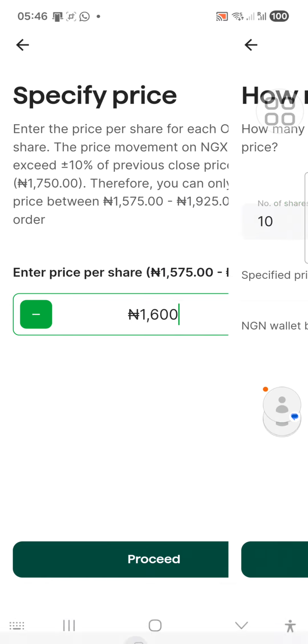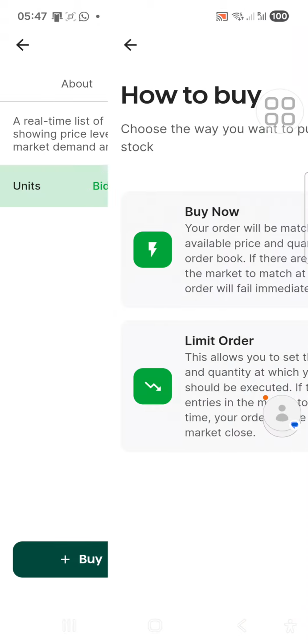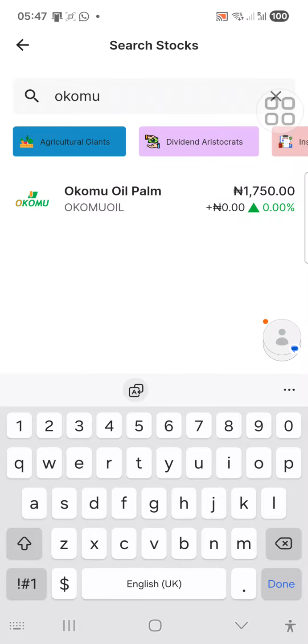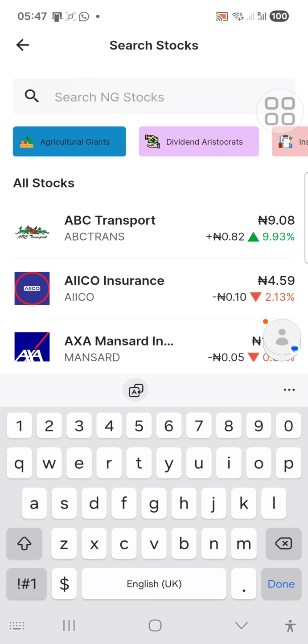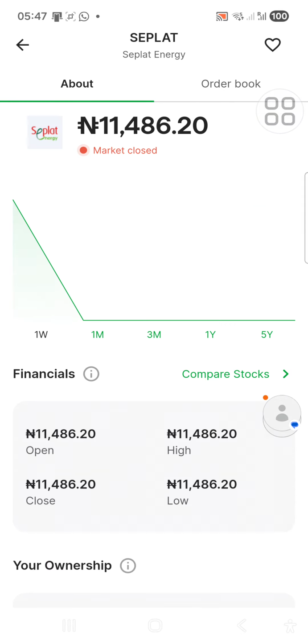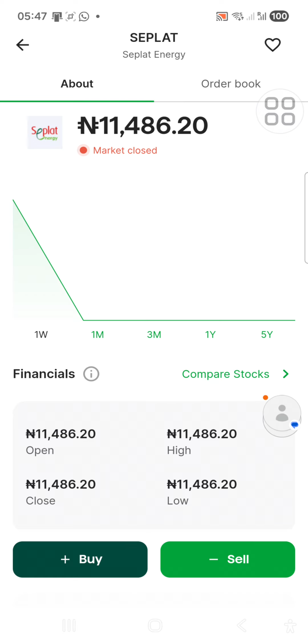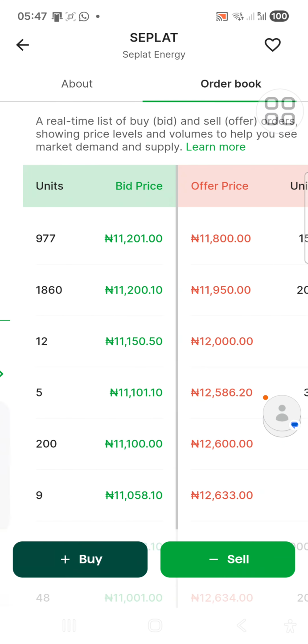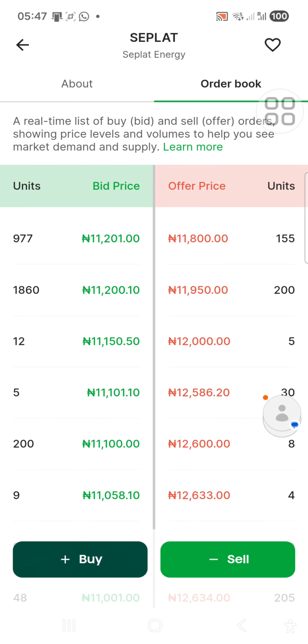Let's have a quick look at another stock so that we can do another example. So you go back, okay, and then now you type in the name of another stock. Let's say I want to buy Seplat. I type in Seplat. Now you click on Seplat. Okay, currently the market price of Seplat is 11,486 naira 20 kobo. Again, before you decide how much you are going to bid, you click on order book by your right side. Now you look at how much are people offering and how much are people bidding.